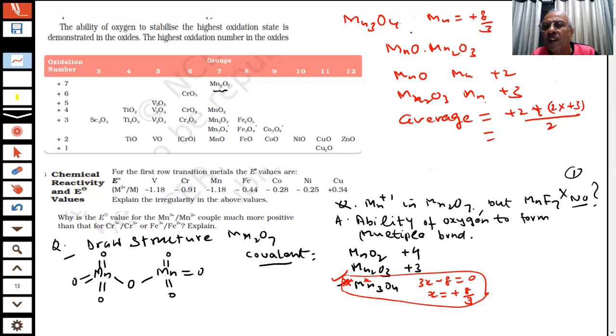Now there are 3 manganese. The average will be 2 plus 6 divided by 3, so 8 by 3. What is the formula coming now? How many manganese? 2 and 1, 3. Average 8 by 3.